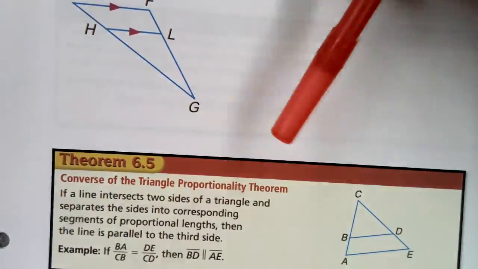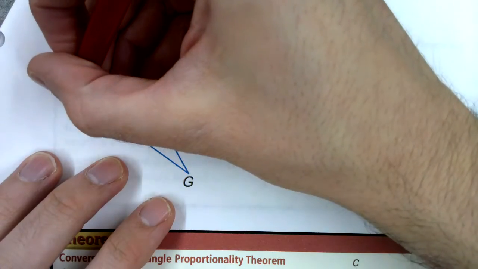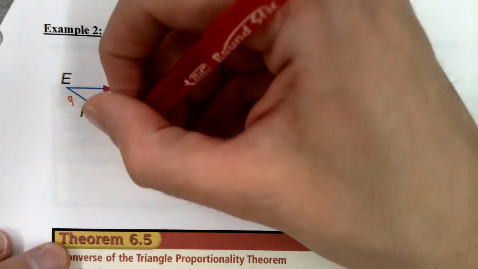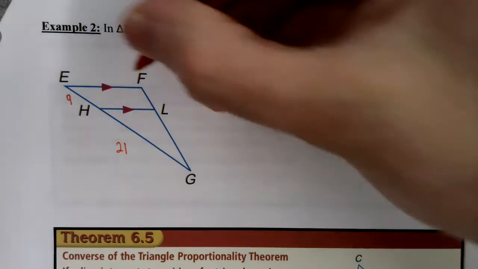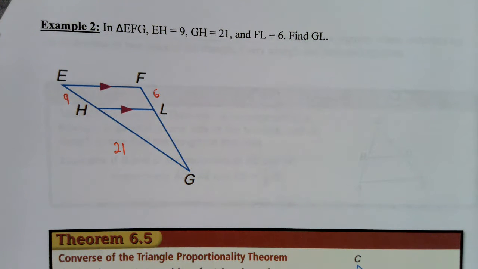Now let's solve an actual math problem with numbers in it, okay? Based on the theorem I just gave you, in triangle EFG, EH equals 9, let's label that. GH equals 21, let's label that. And FL equals 6. Find GL.